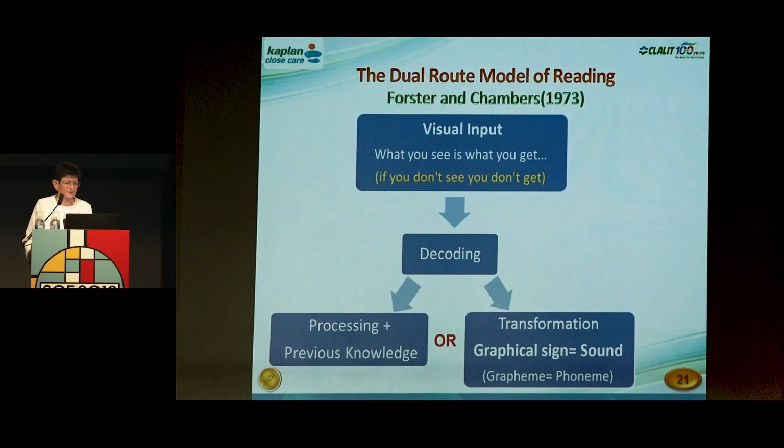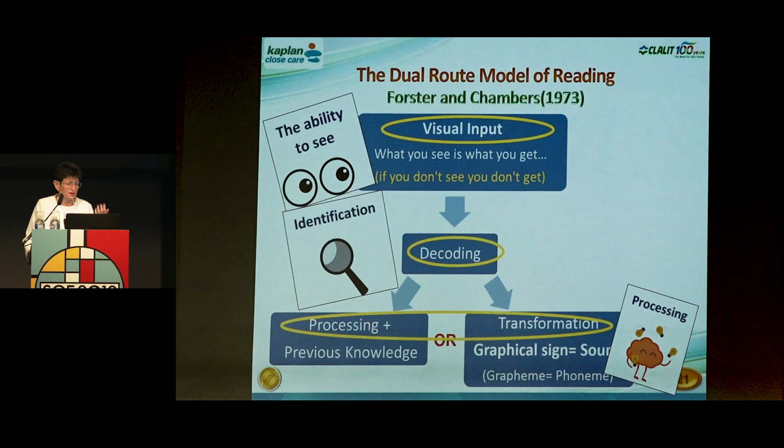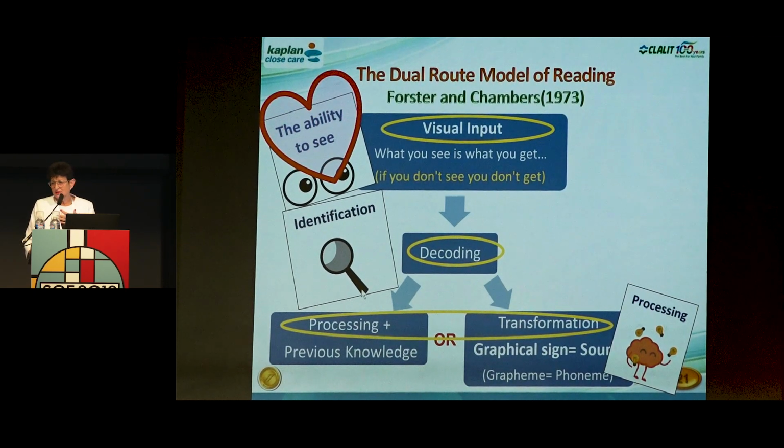So in summary, we have learned that in order to see well, we need good visual input and good processing. First is the ability to see, then the identification of the word, and then the processing of it. What we know as ophthalmologists is to examine the visual system.